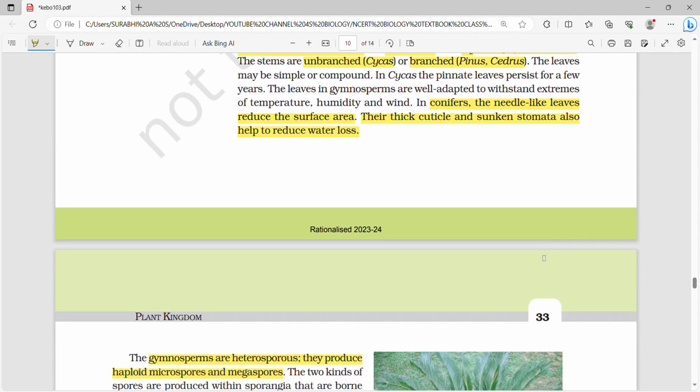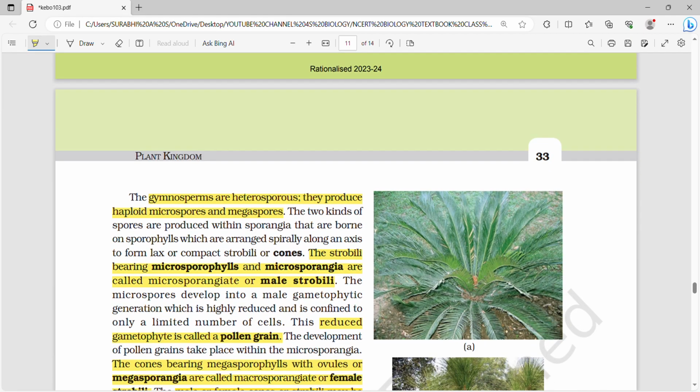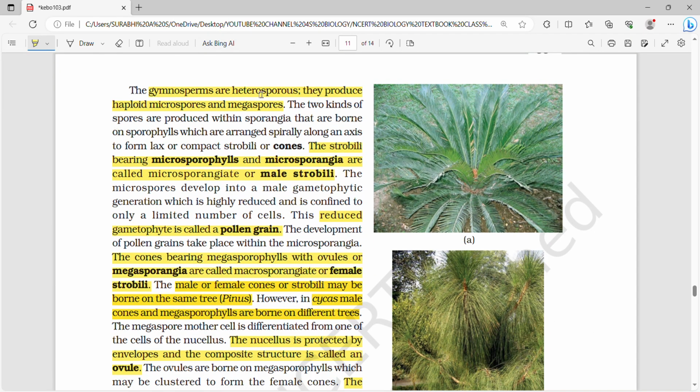In conifers, the needle-like leaves reduce the surface area. They might ask what is the use of the needle-like leaf. So it helps in reducing the surface area. Their thick cuticle and sunken stomata also help to reduce the water loss. Next, the gymnosperms are heterosporous. They produce haploid microspores and megaspores.